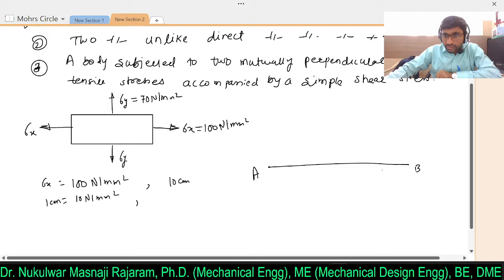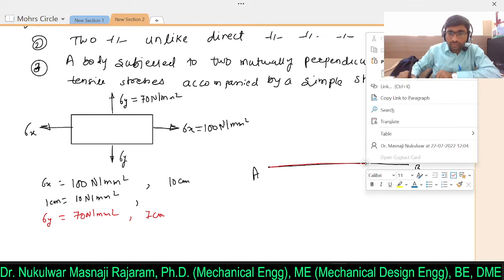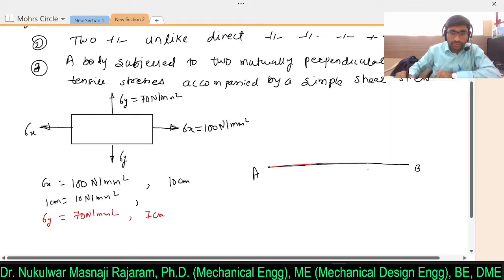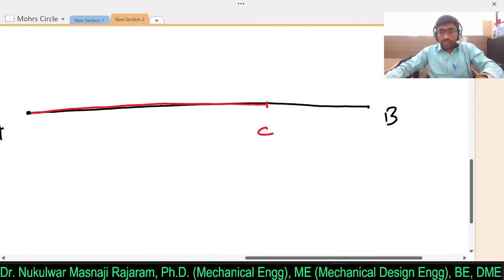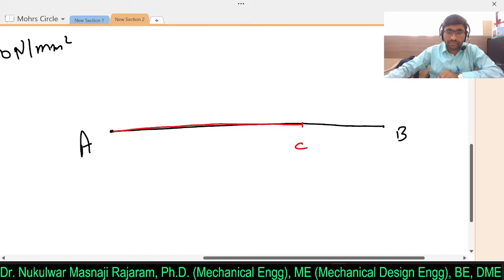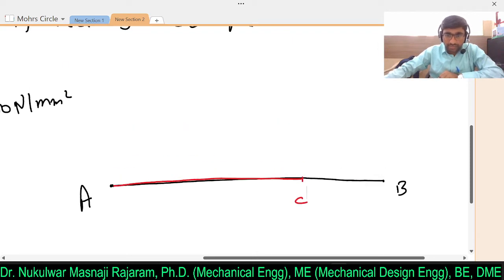Along the x-axis we are going to mark only normal stresses. Next is sigma y. Sigma y is 70 Newton per mm square, which is equal to 7 centimeter. From the same point mark the line. Here I will consider that point as C. Clear? Now when we consider this dimension, take CB as a diameter.